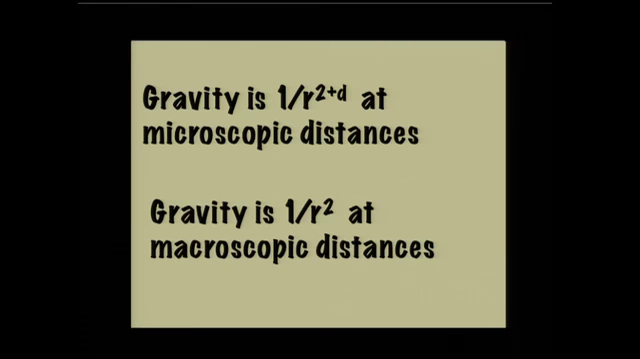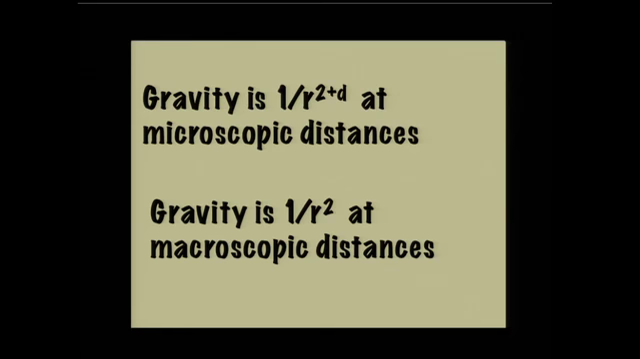Okay? If that was true, then gravity would fall off as an inverse square law at large distances, but at small distances, smaller than the size of the sphere, it would actually fall off as 1 over r to the 2 plus however many extra dimensions. So if it was a sphere there, one of those spheres, it would fall off as 1 over r to the 4th. If it was a 3-dimensional sphere, it would be 1 over r to the 5th. If it was a 6-dimensional sphere, it was 1 over r to the 8th.